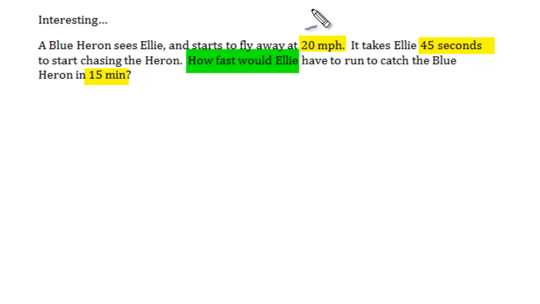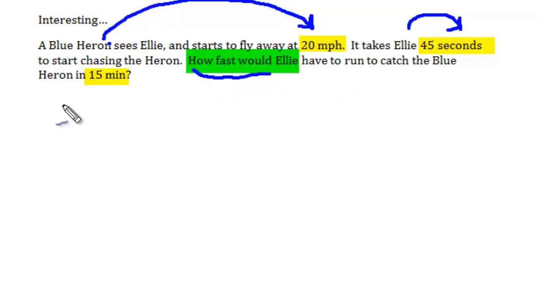We've got the blue heron flying at 20 miles per hour. You've got to be careful to put in that 20 miles an hour with the blue heron and not with Ellie. And then it takes Ellie 45 seconds to start chasing the heron. So that's an Ellie thing. And then we want to know how fast would Ellie have to run to catch the heron in 15 minutes. So we've got two different people involved here, the blue heron and Ellie, well, a bird and a dog.